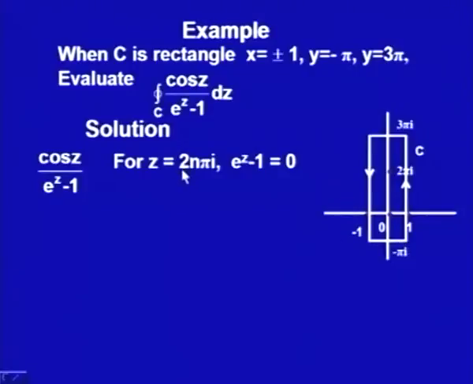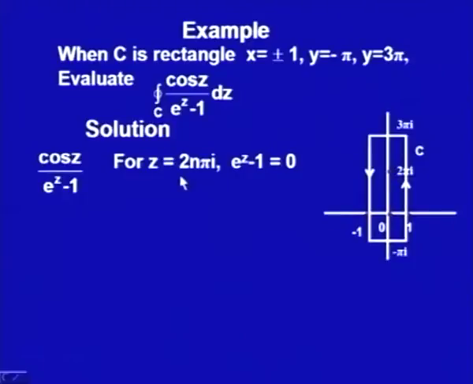So, the singularities we would have: when n is equal to 0, z is equal to 0, which is the origin, certainly interior to this given contour. Then for n is equal to 1, z would be 2 pi i, that is on the imaginary axis at 2 pi. Since y goes from minus pi to 3 pi, y is equal to 2 pi is on the imaginary axis and certainly inside, or interior to, C.